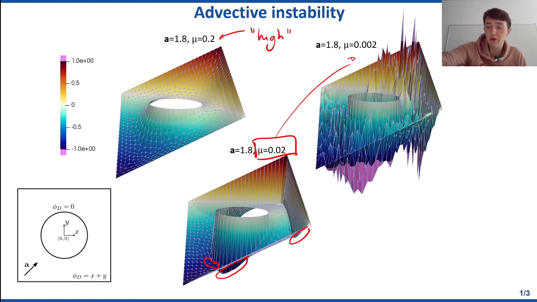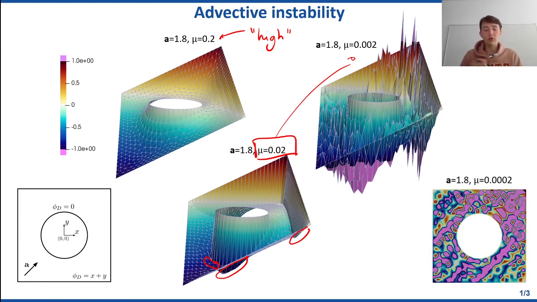And I can even go further than that. If I decrease by yet another factor of 10, then I can't even show you this in 3D anymore because the spikes are so large. What I can show you is that you have huge oscillations, and it's by no means able to represent the true solution of the advection-diffusion equation for a case like that. And that is what I'm talking about when I'm talking about the advective instability.